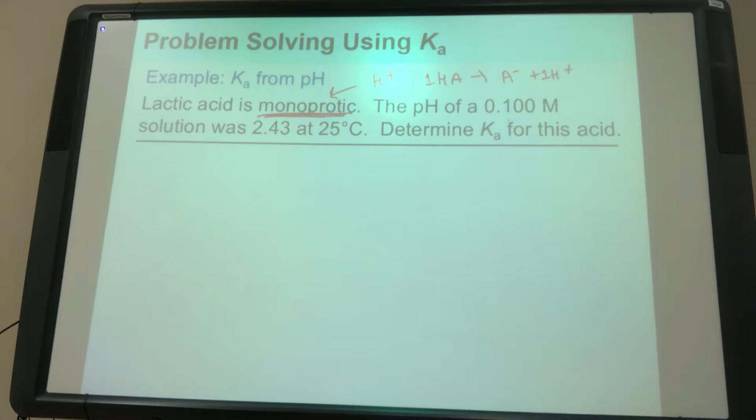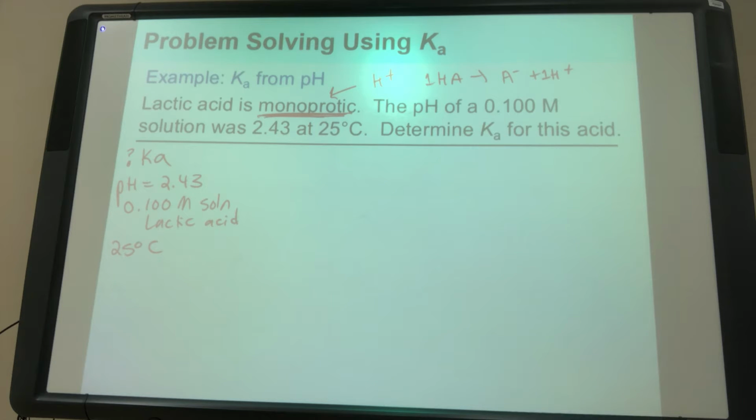It says the pH of a 0.1 molar solution was 2.43 at 25 degrees Celsius. Determine Ka. So what am I looking for? I'm looking for the Ka. What did they give me? The pH, and a 0.10 molar solution of this lactic acid, at 25 degrees Celsius. So I'm trying to find the Ka.